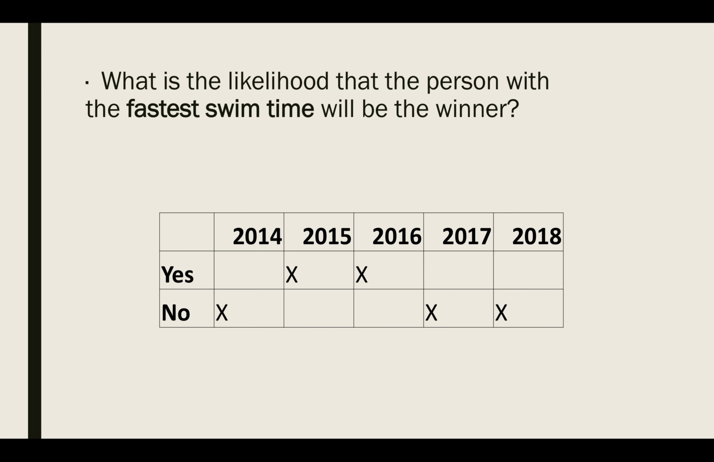According to the data that we've been looking for, we collect the following information about what is the likelihood that the person with the fastest swim time will be the winner. According to the data that we collect from the last 4 years of the Ironman competition, we see that only in 2015 and 2016, those competitors who have the fastest swim time win the Ironman competition.